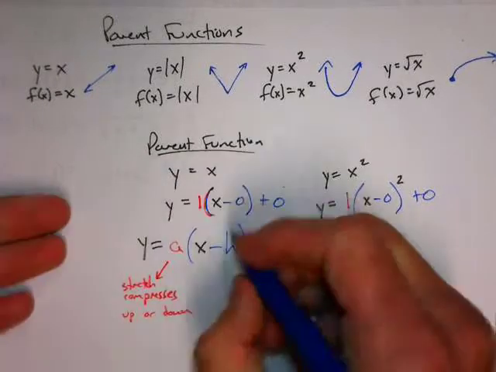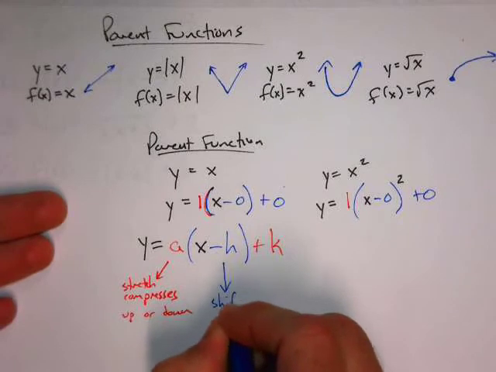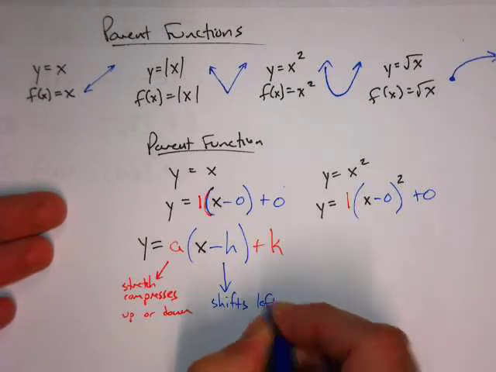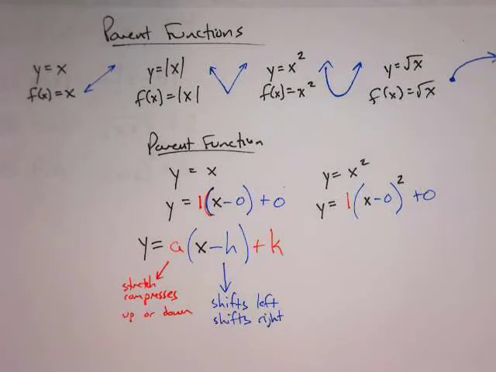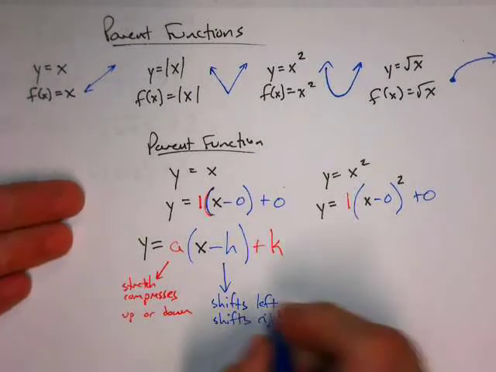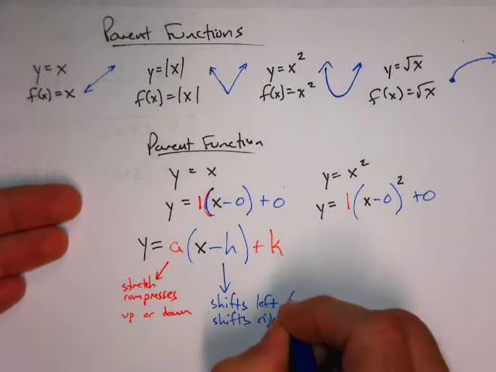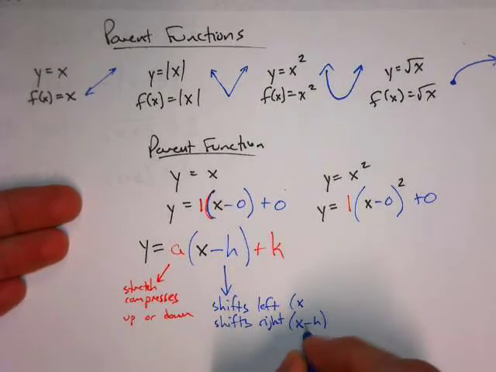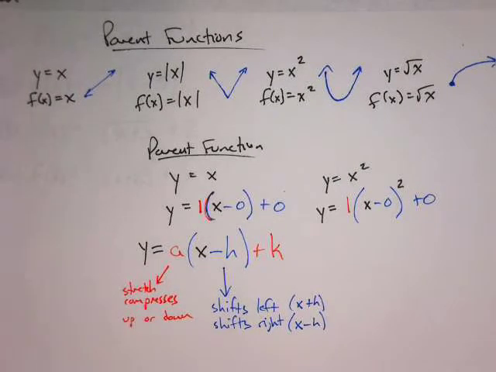Now what does the H do? Now the H shifts the graph left to right. Okay, so it either shifts left or shifts right. Now this is interesting, because what's happening is we have X minus H, right? So if you read X minus 3, it would be shifting to the right, okay? This is what's interesting. It shifts right if it reads X minus H. It shifts left if it reads X plus H. And you'll see how I'll demonstrate that in a second.